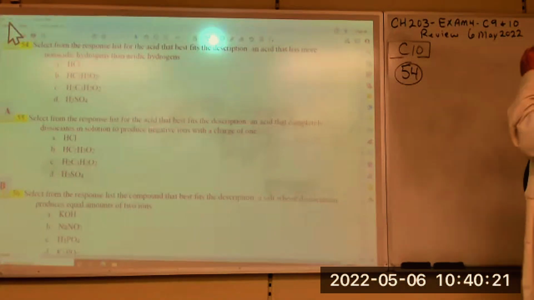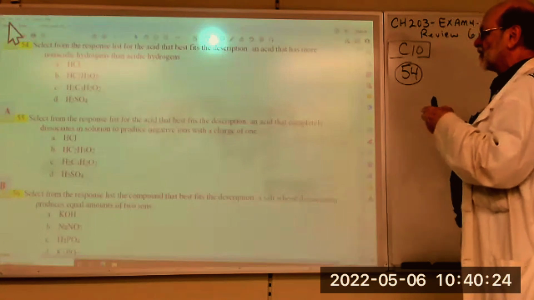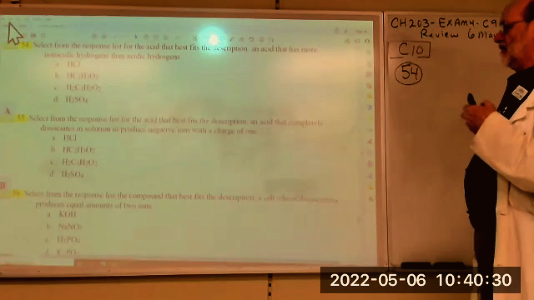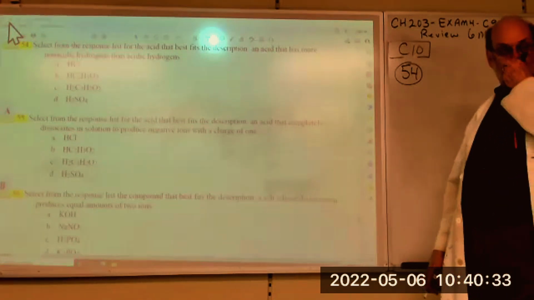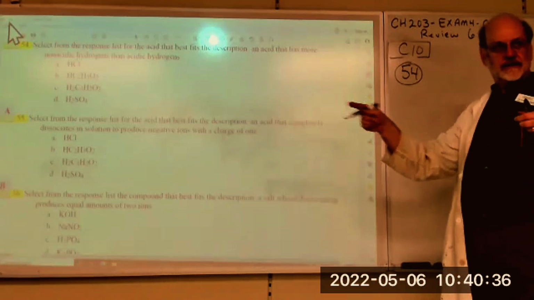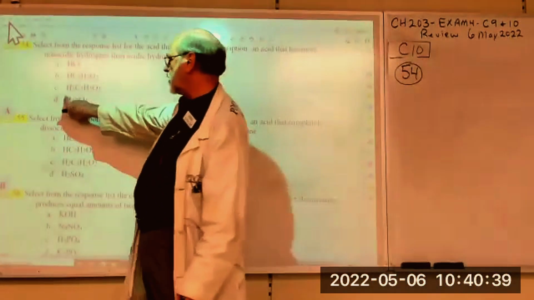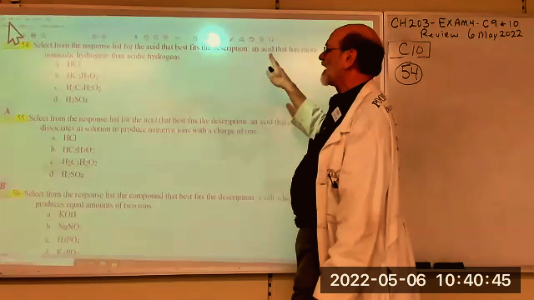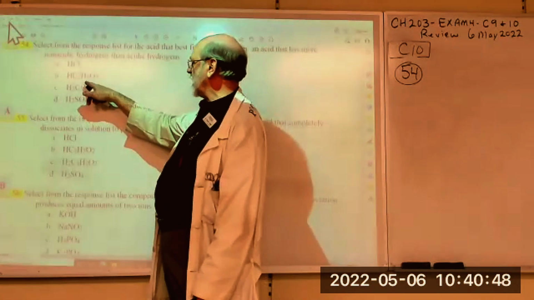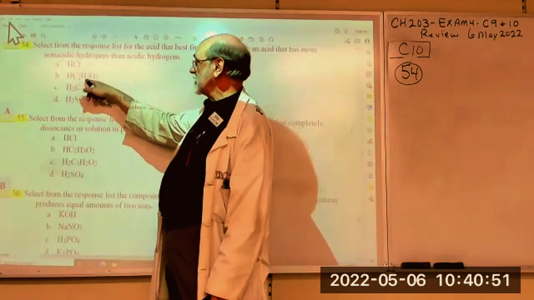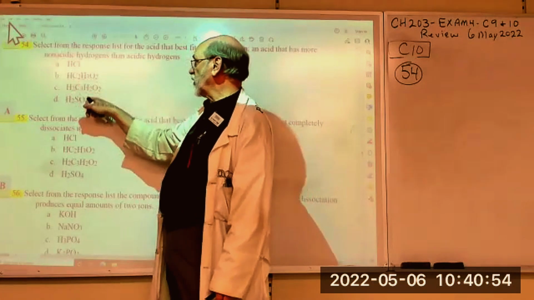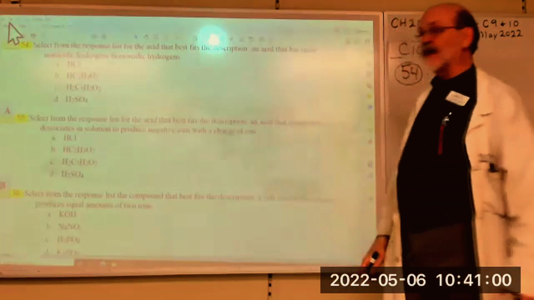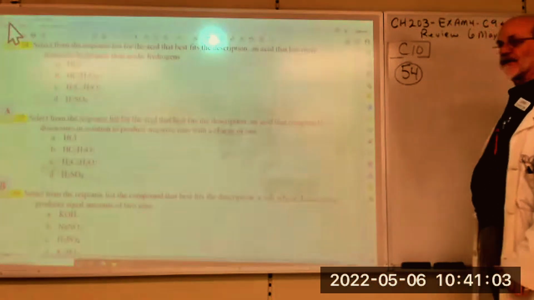Select from this list, response list, the acid that best fits the description. An acid that has more non-acidic hydrogens than acidic hydrogens. And here you have to know the difference between the two. The acidic hydrogens are always the one in front. They're going to be these guys right here. And the non-acidics are these. So we need more non-acidics than acidics. Right? So that one doesn't have any non-acidics. We got 3 to 1, 2 to 2 is equal, and those are none. Okay, so B has to be the answer. Acetic acid.